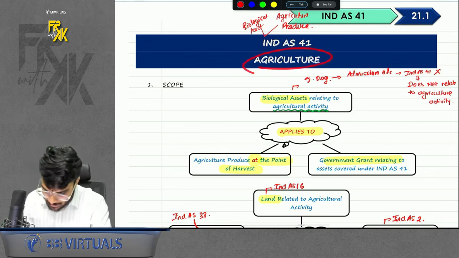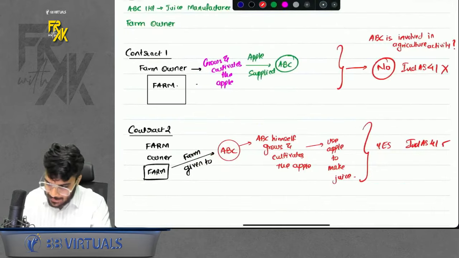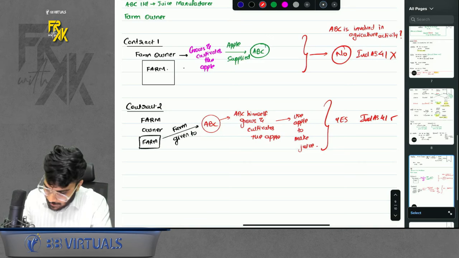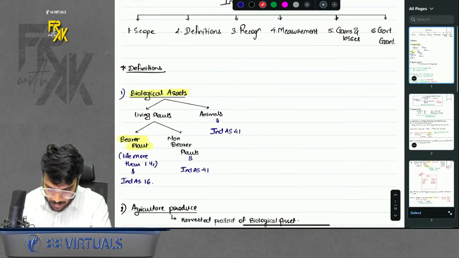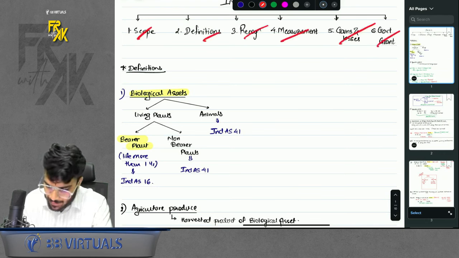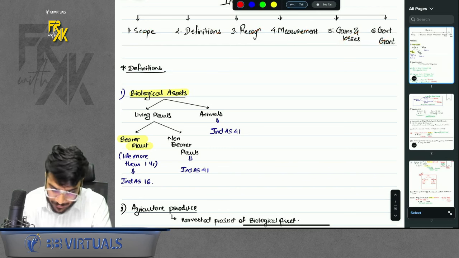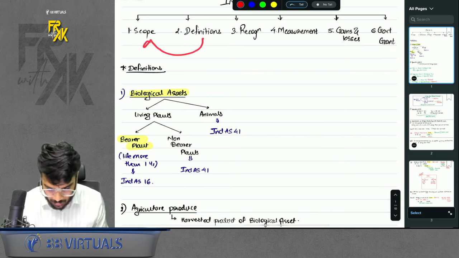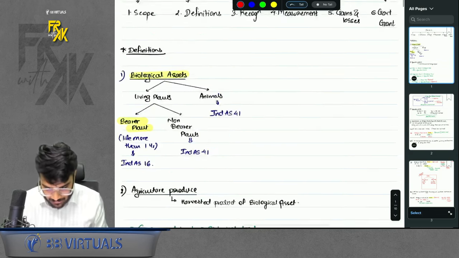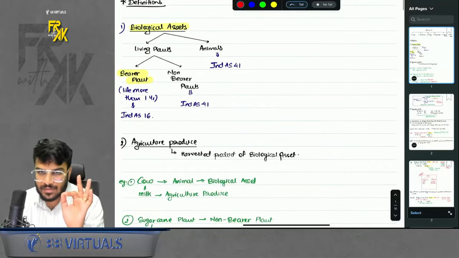First of all, agriculture. So in agriculture, how many points are there? If we go to see, there are mainly 6 points to be discussed in agriculture, right? First point is scope, then definition, then recognition, then measurement, then gains and losses, then government grants, right? So first we will discuss definitions, because after discussing definition, we will understand scope. Now what is given in definitions? There are mainly 3 definitions which are given.